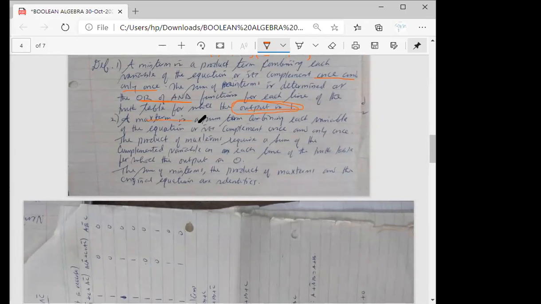A max term is the opposite of what we have said there. So this is the sum combining each variable of the equation or its complement once and only once. The product of the max terms requires the sum of the complemented variable of each line of the truth table for which the output is 0. Here it was 1, here it is a 0. So you are getting AND of ORs. Here you are getting OR of ANDs. Here it is AND of ORs. In the first case, it is OR of ANDs.